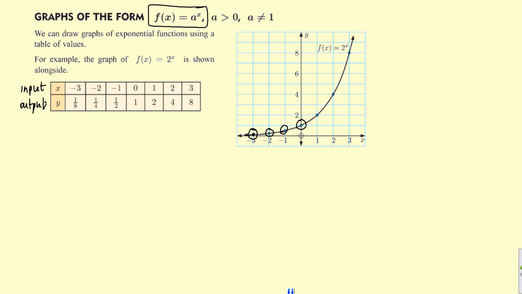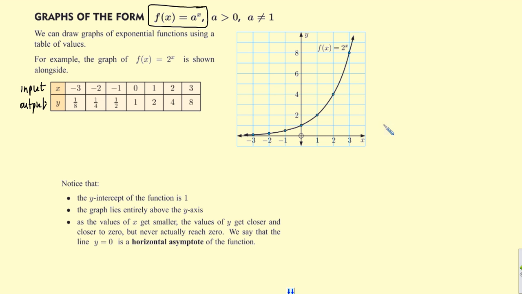All right, so another thing that we should notice about this is that we have a y-intercept. And our y-intercept is found at 1. So that's kind of an interesting thing that you may want to hold on to and think about. Keep that in the back of your mind. And the graph is going to be completely above the x-axis. Now, why would it be completely above the x-axis?